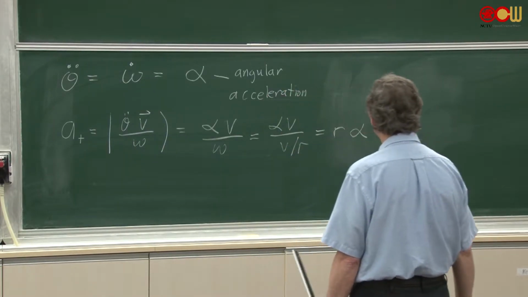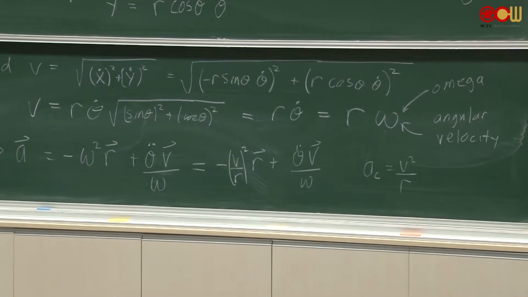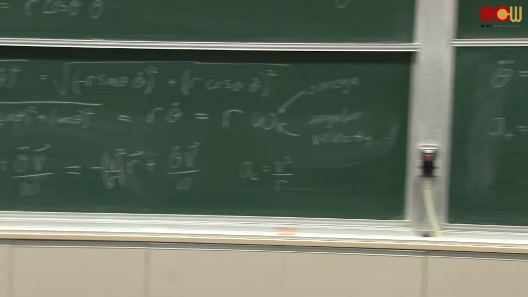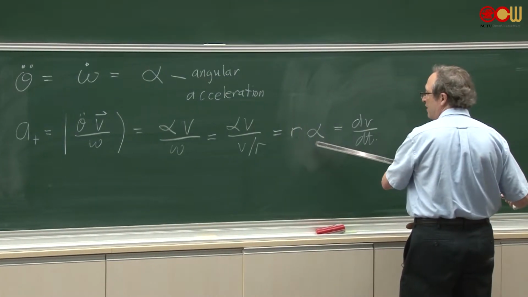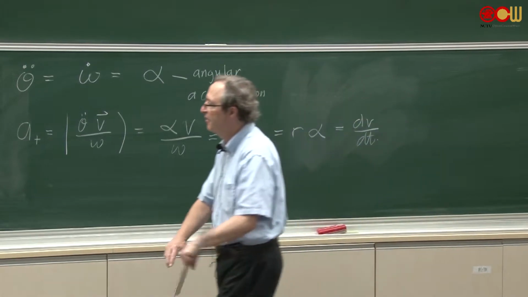How can I say that? V is R omega. I take another derivative, and I get R d omega dt, so I get dV dt. It just comes from this again.